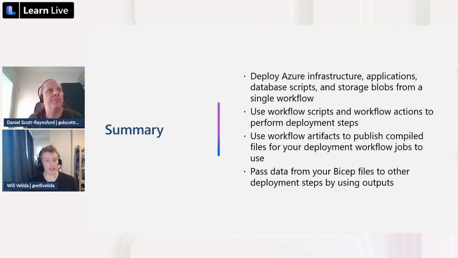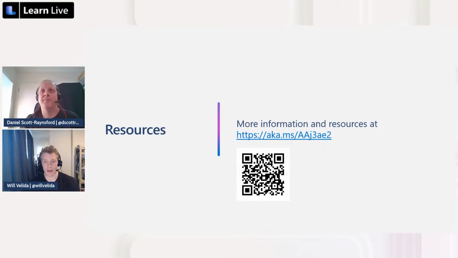So we've gone through a lot today, and we've learned a lot, which is really awesome. We've learned how to deploy our Azure infrastructure, applications, database scripts, and storage blobs all within a single workflow, rather than having separate workflows. We've unified it together to make sure they're deployed as a unit. We've used workflow scripts to publish and workflow actions to perform deployment scripts. We've used workflow artifacts to publish compiled files from our deployment workflow jobs. And we've also passed data from our Bicep files to other deployment steps using outputs. If you go to the next slide, there's a link there for more information and resources.